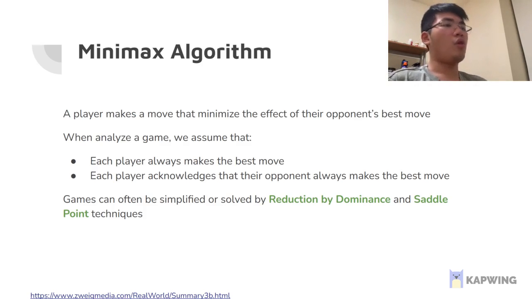When analyzing a game, we always assume that each player makes the best possible move, and each player knows that his or her opponent is also making the best possible move. Finding the minimax strategy is called solving the game, and one can solve the game, or at least simplify it, by the reduction by dominance technique or the saddle point technique.